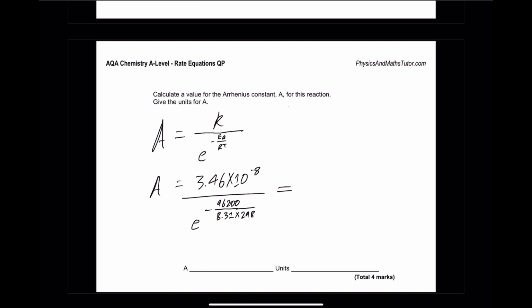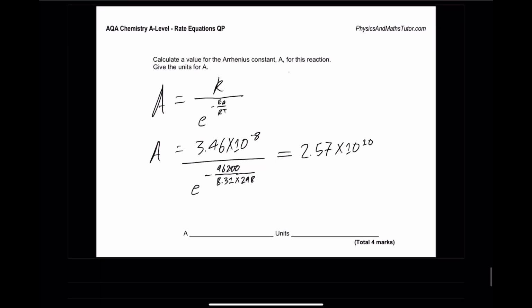Then your answer is equal to 3.46 times 10 to the power of minus 8 over Euler's constant to the power of minus 96,200 over 8.31 times by 298. Rounded, that's 2.57 times 10 to the power of 10, I believe. Yes, 2.57 times 10 to the power of 10.